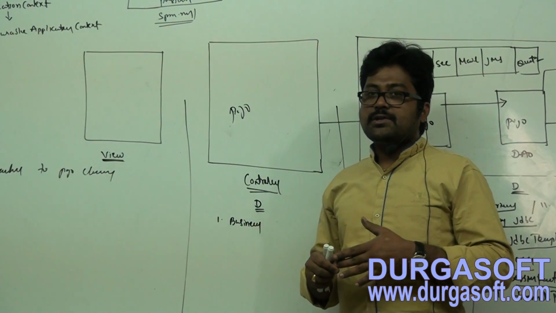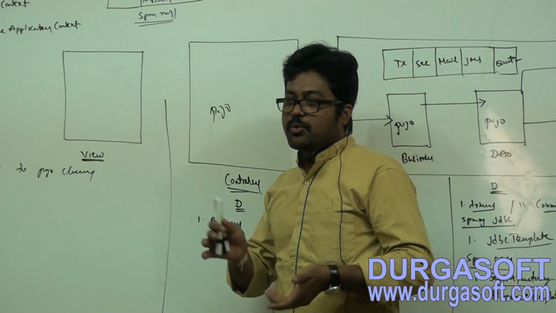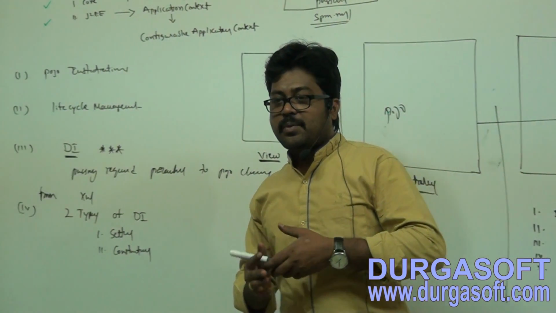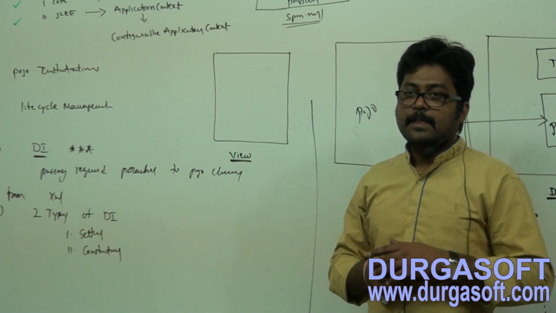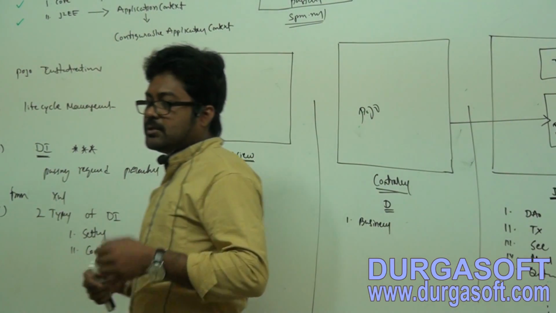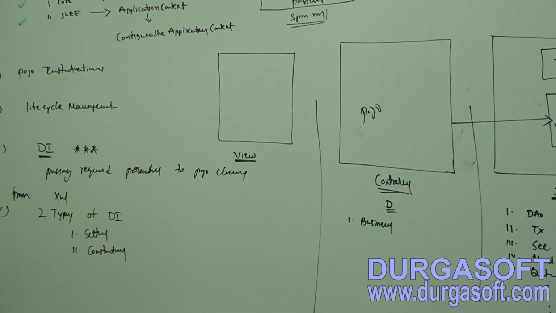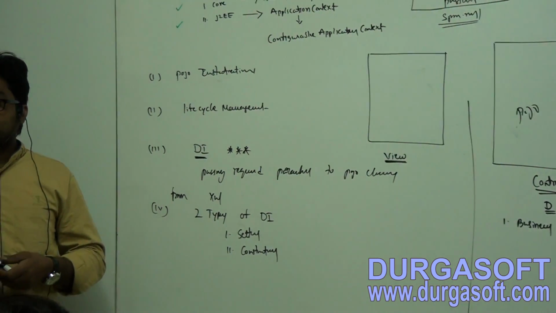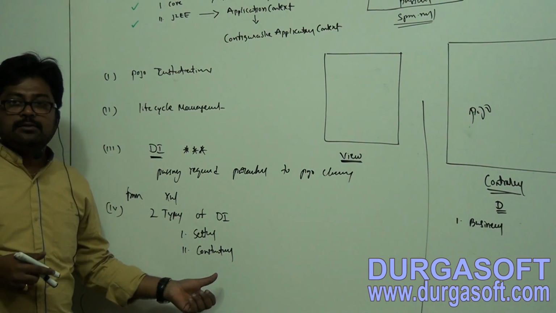In the Spring documentation they give one more type, interface dependency injection. Actually it is not possible. In interface dependency injection, internally it will use setter dependency injection again. If you read some books, you can find this one more type, interface dependency injection, but actually it is not possible. There are only two types of dependency injection, setter and constructor.